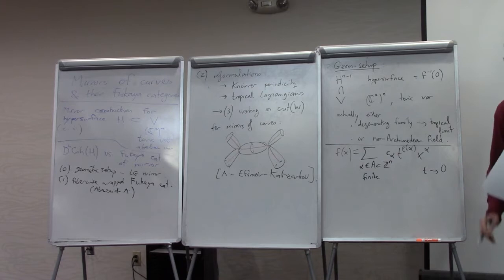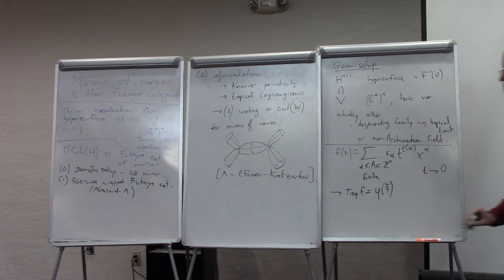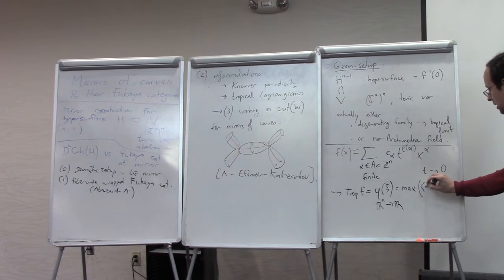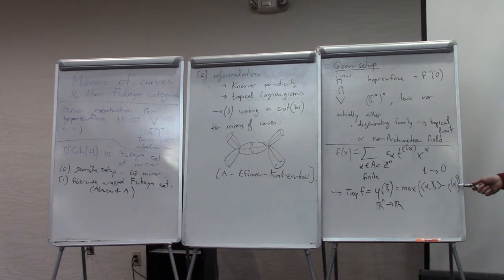Okay. So given such a Laurent polynomial, you're supposed to look at the tropicalization of f, which is a function I will call phi. It's a piecewise linear function from R^n to R. And it's going to be a max of linear functions, which are just alpha times c minus rho of alpha. So roughly speaking, whichever alpha accomplishes the max in this will be exactly the dominant monomial in this expression at any given point.